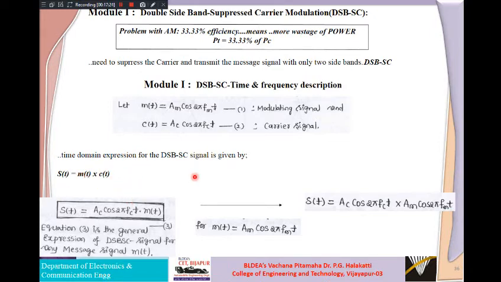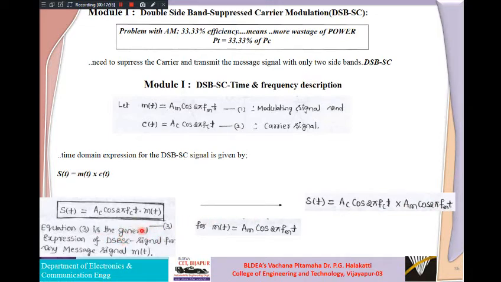Okay, so let us see. For m(t), you need to substitute. m(t) as it is we will keep. c(t) is nothing but Ac cos 2 pi fc t. Okay, so now what will happen? So Ac cos 2 pi fc t, and for m(t) you now substitute. You can keep both in the first step only. That is very simple. Am cos 2 pi fm t. Okay.